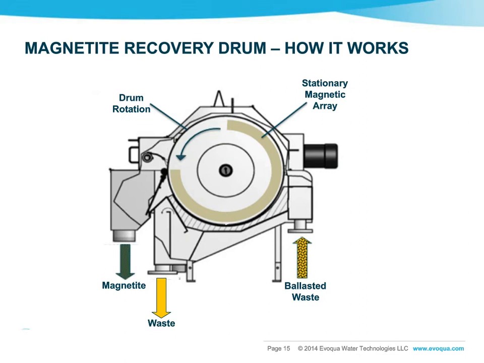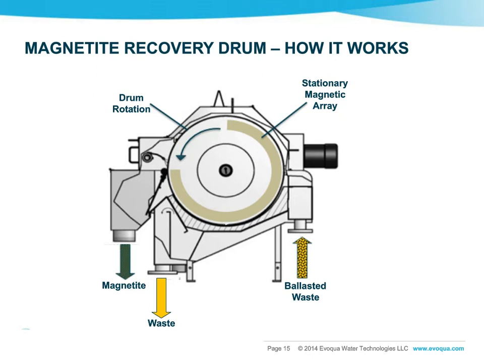A closer look at the recovery drum, we see that on the inside of the drum is a fixed array of rare earth magnets. As the magnetite is separated from the sludge by the inline shear mixer, the sludge is directed over the surface of the drum, where the magnetite adheres to the surface of the drum by magnetic attraction, and the free sludge is collected in a waste sludge compartment.